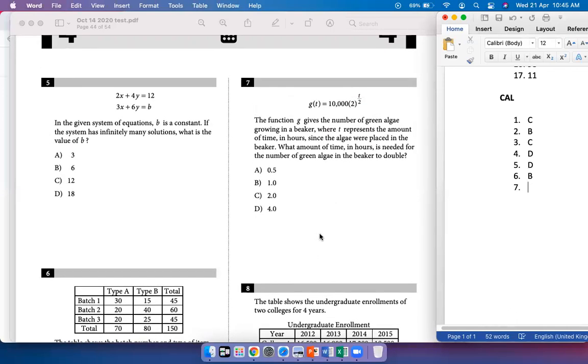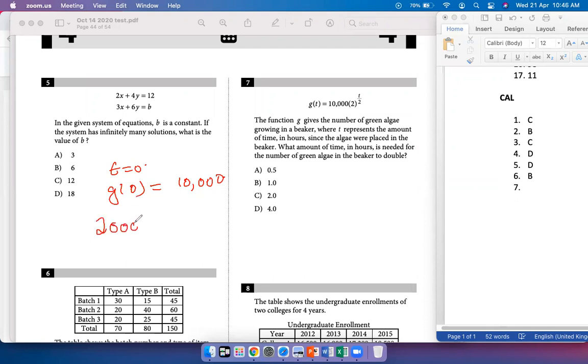The function G gives the number of green algae growing in a beaker, where T represents the amount of time in hours since the algae were placed in the beaker. What amount of time is needed for the number of green algae in the beaker to double? We can see that at T equal to 0, the number of green algae is 10,000, right? So at what time t would the number of green algae become 20,000?